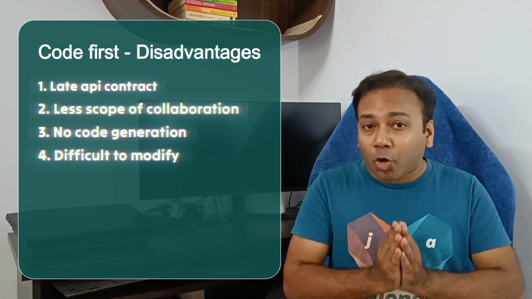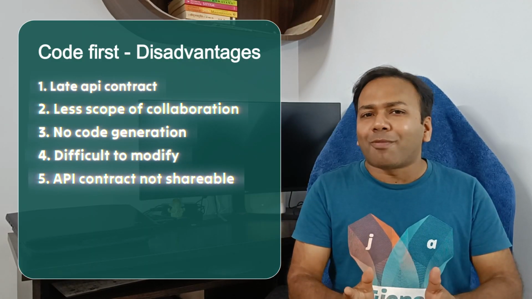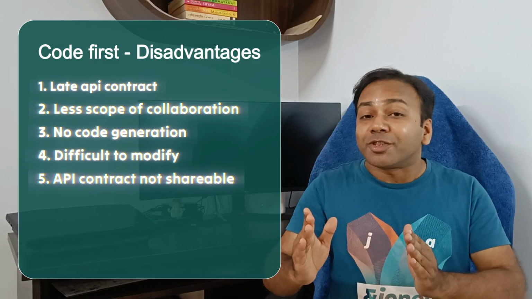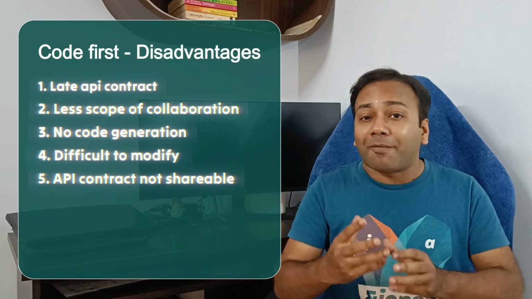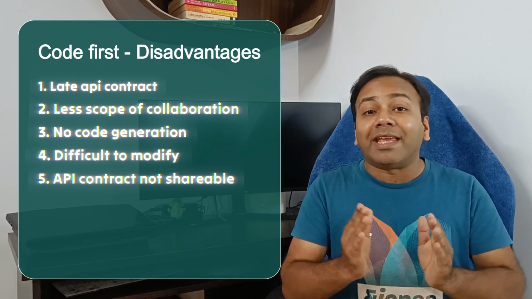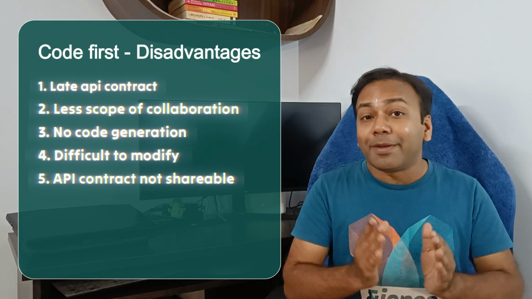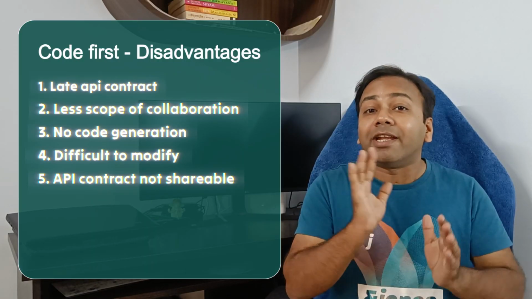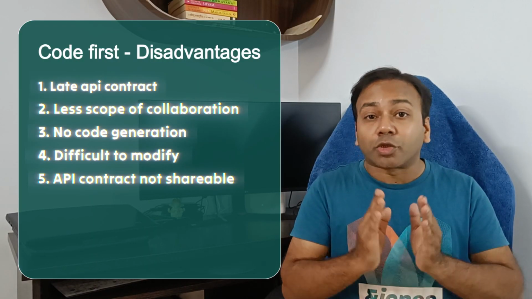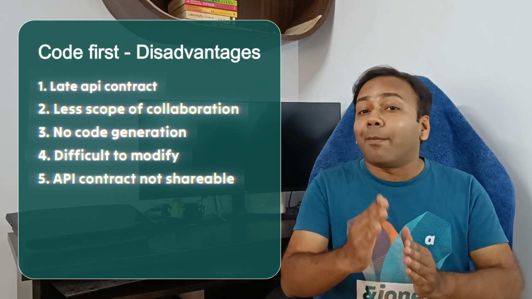And the last but not the least, there is no scope of sharing the code base for consumption in multiple projects of a specific API definition in case of code first approach, because that is hard coded right into your API definition. So you can't share code among the teams.